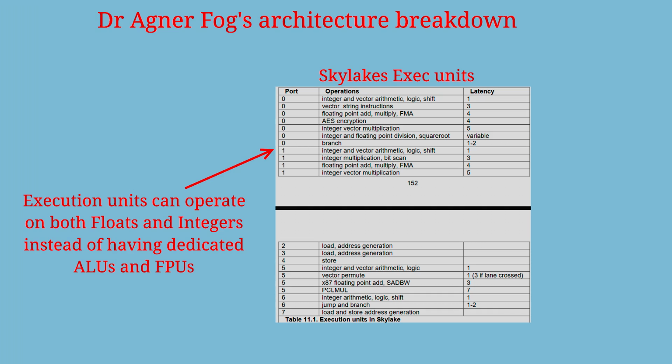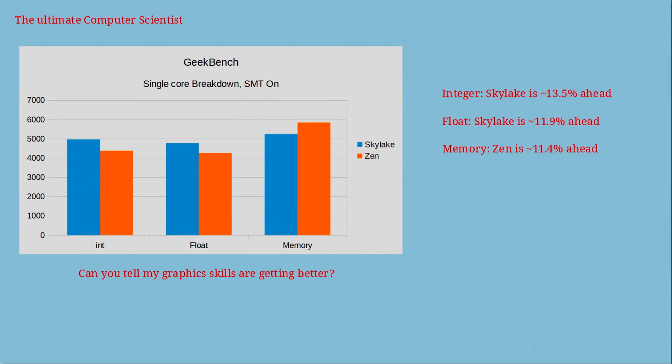So considering all this, I'm not too surprised why the Zen CPU got hammered by Skylake in the floating point and integer tests. However, one thing that has always interested me, and as you can see in other reviewers' videos and blogs, is that Zen always seems to have a memory bandwidth advantage over its competing Skylake part. Right, so let's get to the results.